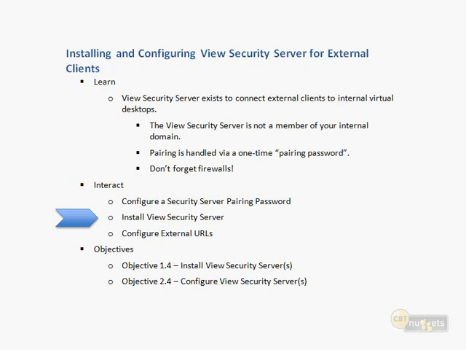So again, what have we talked about in this nugget? I've been talking about that View Security Server and how really trivial the installation is. Essentially, it connects client to the internal virtual desktops, and then the external machine and the internal machine talk in whatever language they need to talk to support that connection. We talked about how that View Security Server is generally not a member of your internal domain, and how you can set a one-time pairing password for supporting that initial authentication. Talked a little bit about firewalls, and then in the interaction portion, we configured the pairing password, installed View Security Server, and configured those external URLs.